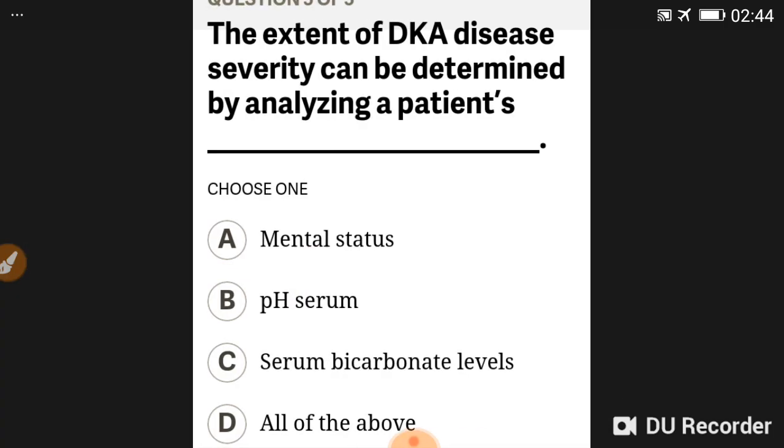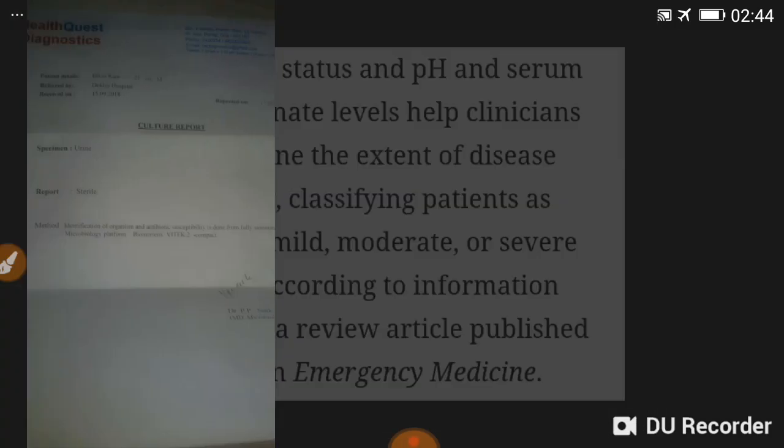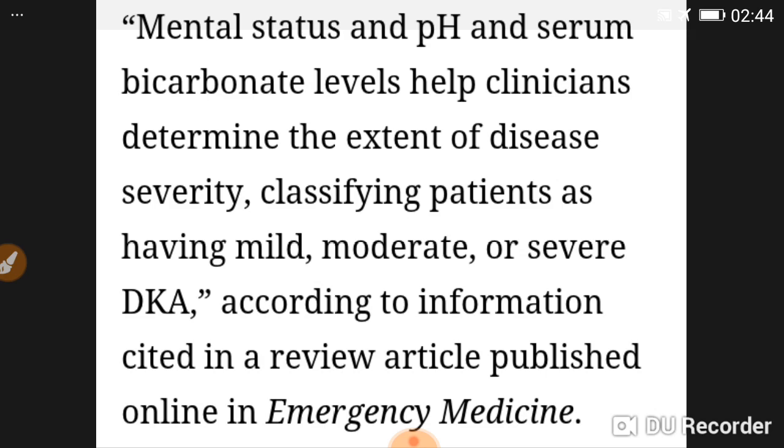Okay. The extent of DKA disease severity can be determined by analyzing the patient's mental status, PS serum, serum bicarbonate level, and all is the right answer. Mental status and serum bicarbonate level help clinicians determine the extent of disease severity, classifying patients as having mild, moderate, or severe DKA according to information cited in the review. Okay, I hope it's clear for you till here.